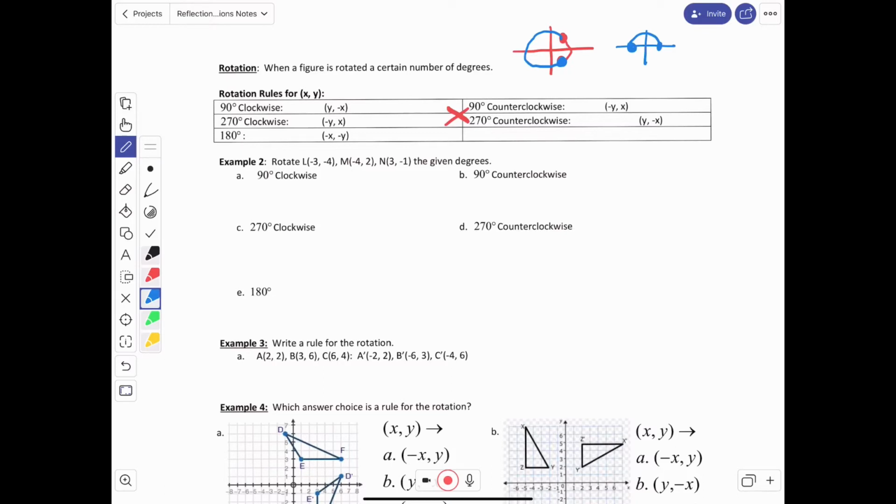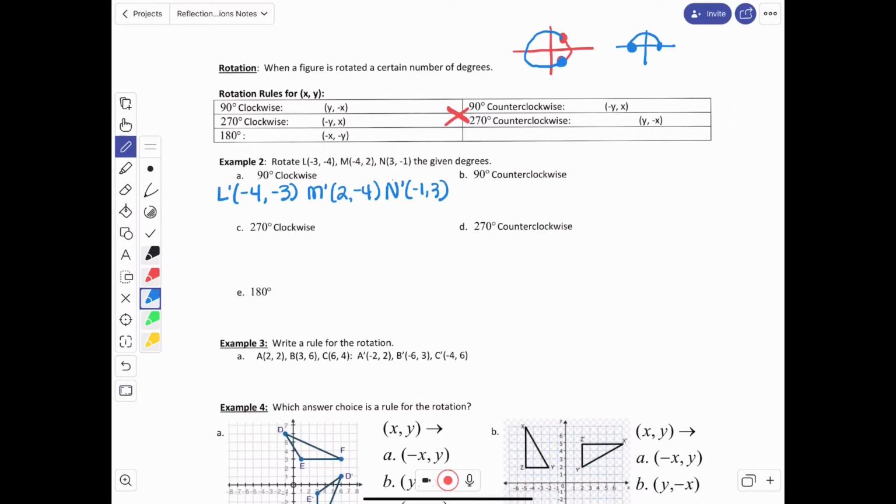So if we do the rules here, for 90 degrees clockwise, we switch X and Y and change the sign of X. So in this example, we're going to figure out what our new coordinates are going to be. We're just going to write down our new coordinates. The first thing I like to do is go ahead and switch them. So for 90 degrees and 270 degrees, we first switch them. I'm just going to do this first, and we're not finished yet. This is just for the first step.